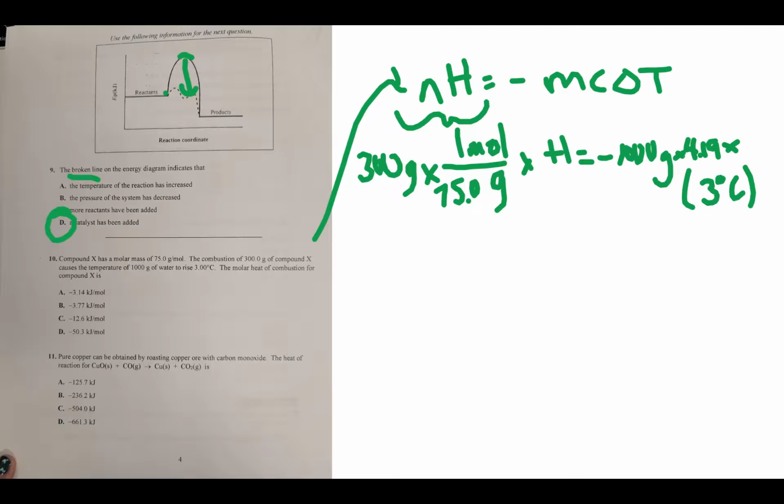So when we're done, we just want to remember the value you get here is based on specific heat capacity's units. So it will be in joules. So take it and divide it by 1,000 so you can get to kilojoules. And if you do it correctly, you should see your answer is A.